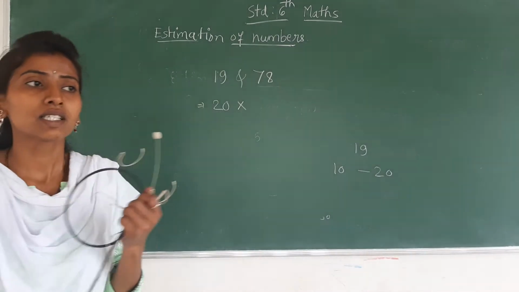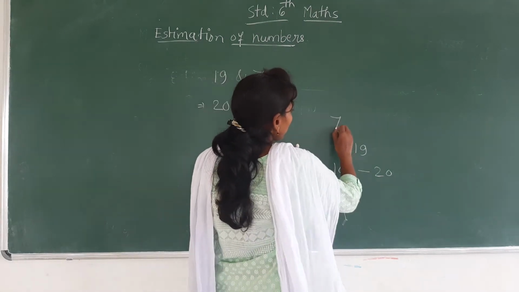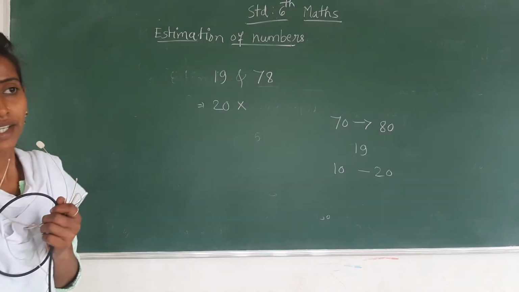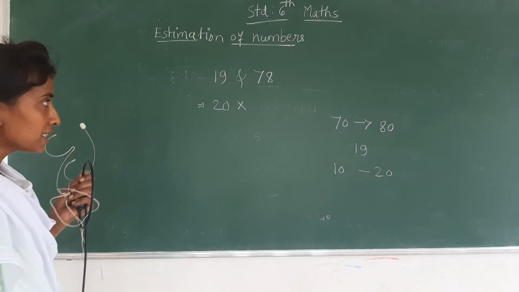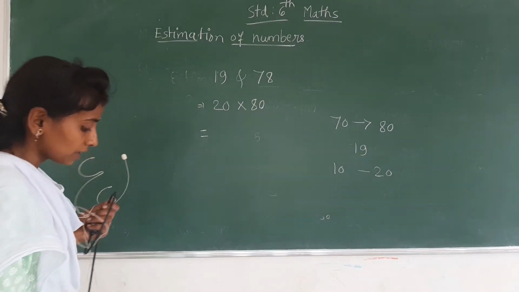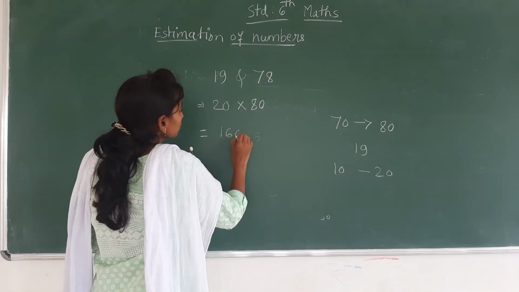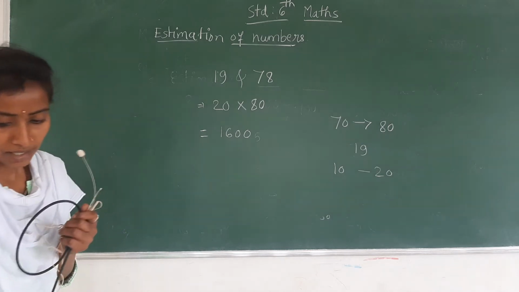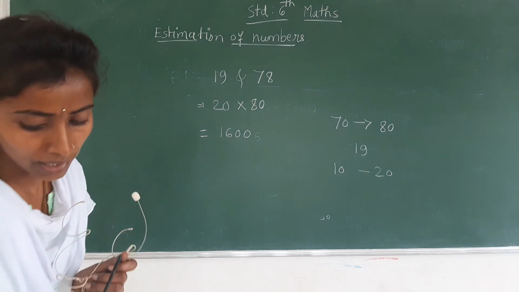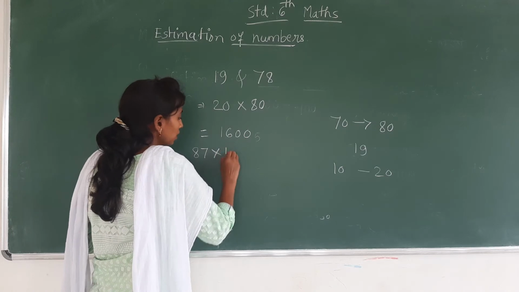78. The other number is 78. 78 comes in between 70 and 80, and it is nearer to 80. So the estimated value is 80. Now we multiply 20 and 80. That is 1600 is the answer. Like this, we are estimating the product of numbers.